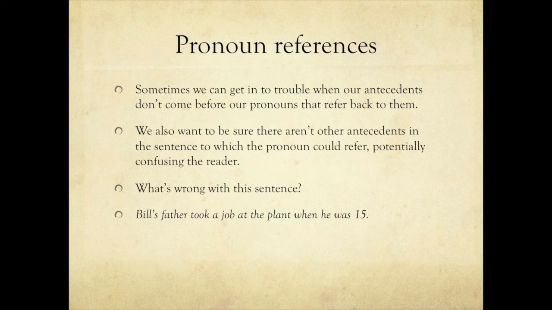Bill's father took a job at the plant when he was 15. So what's the problem there? Take a look at that. How many antecedents do we have? Okay. We have the pronoun he. Does it refer to Bill or does it refer to Bill's father? We don't know, do we? Because it could be either one, right? Bill could have taken the job when Bill was 15, or Bill's father could have taken it when Bill was 15, or Bill's father could have taken the job when Bill's father was 15, right? So that's the problem there with that sentence.